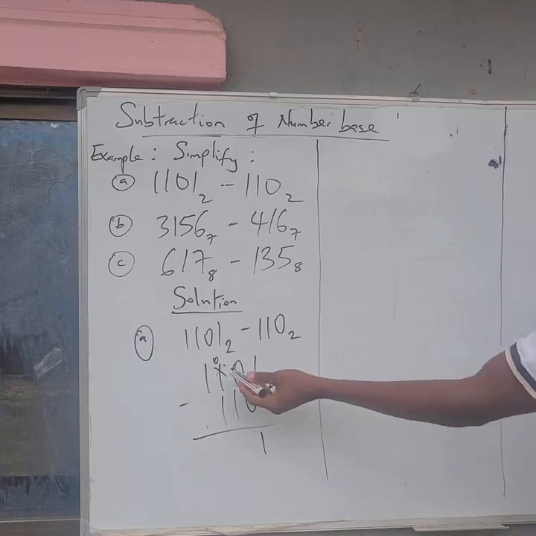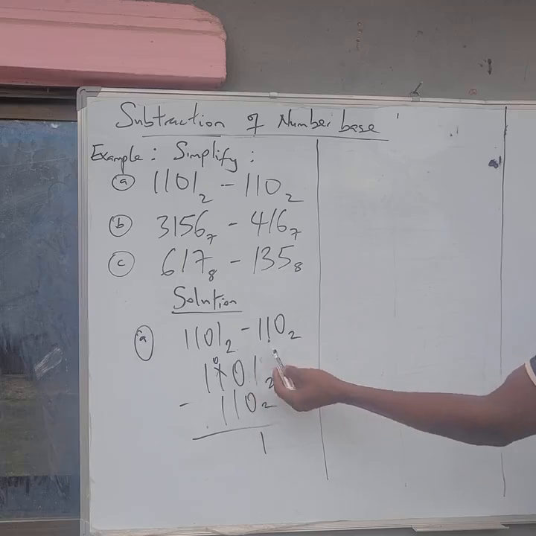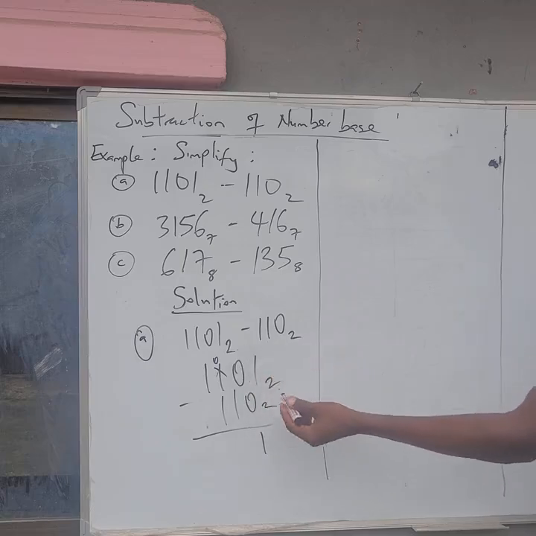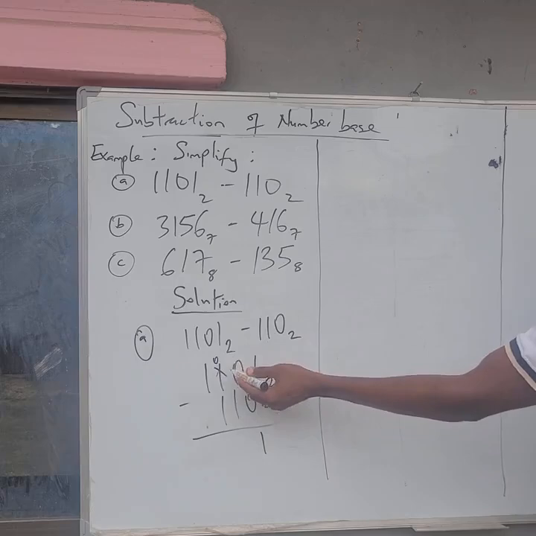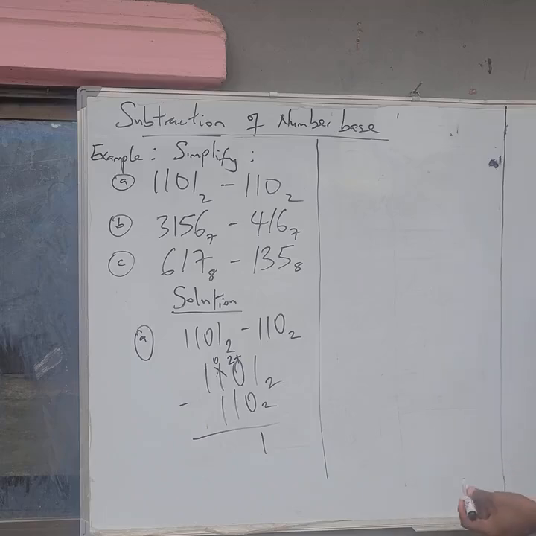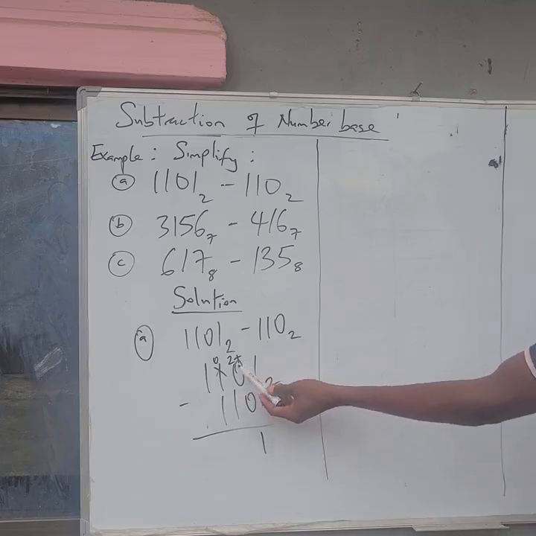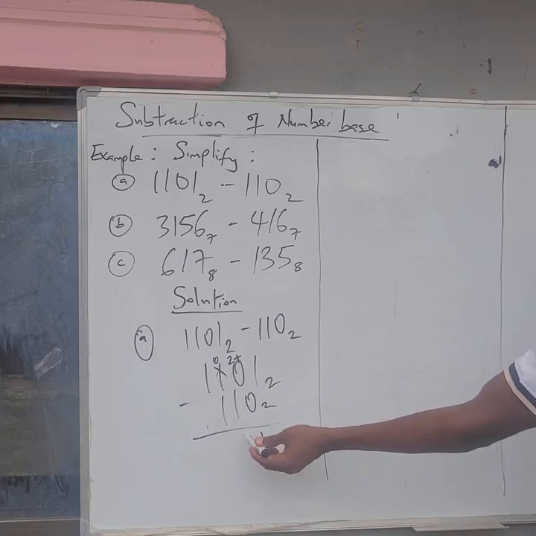Now, whatever thing you are borrowing, you call it the base that you're dealing with. This is in base 2, so if I borrow from here, the number I'm borrowing is 2, because I'm dealing with base 2. So 2 plus 0 is 2. 2 minus 1 is 1.